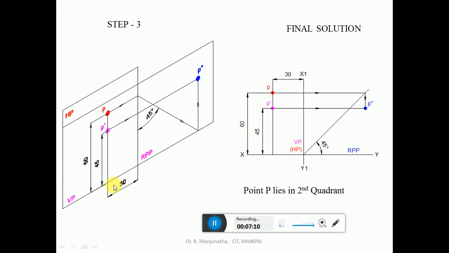The distance above HP by 45 mm is seen in the vertical plane. The vertical plane is above the reference XY line. So we mark that P dash here, which is 45 mm above HP. The distance behind VP is also seen on the horizontal plane, since the horizontal plane is also above the XY line and both are overlapping. So P will also be on the same line. So you will mark that P here. The distance behind VP, which is vertical here, you are going to get this part.